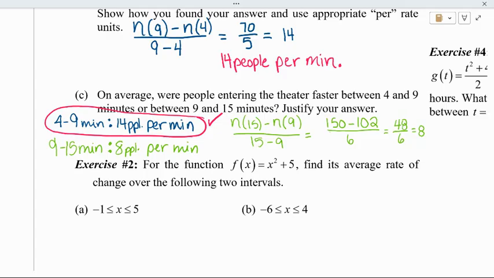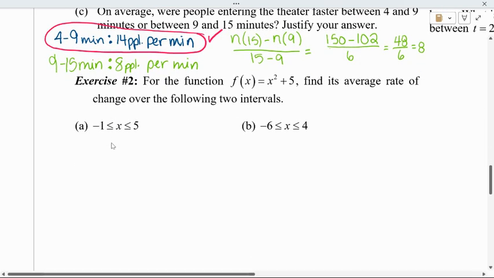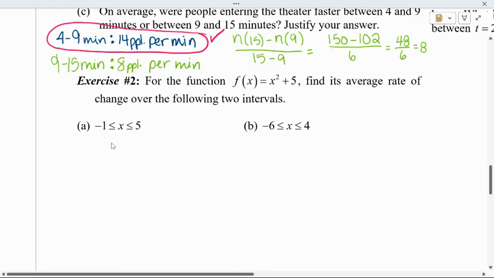Okay. So number 2. For the function f of x equals x squared plus 5, find its average rate of change over the following 2 intervals. So we're going to use our calculator, and we're going to put this into our y equals.